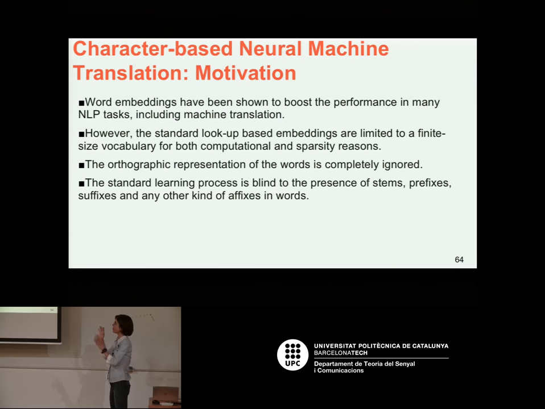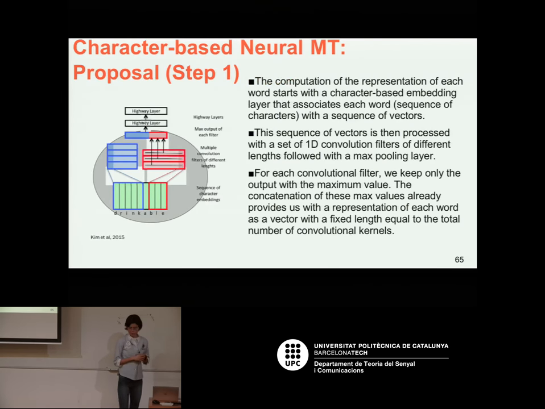is that word embeddings have been shown to boost the performance in many natural language processing tasks, but they're limited to word representations. So the idea to get morphological information from words is to use characters instead of words. That's the main motivation. We want to get morphological information: house is related to houses, read is related to reading, and so on. So for highly morphological languages, it would be important to get a character word embedding model.